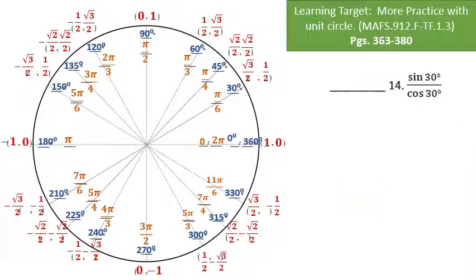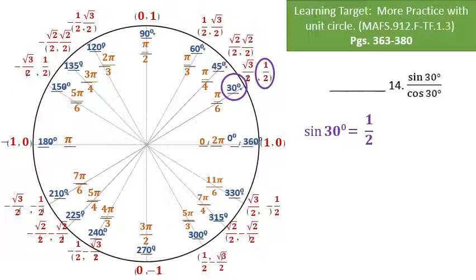So number 14 is a great example. This looks confusing when you just look at it. You're like, oh my gosh, I don't know how to do that. Sine of 30 over the cosine of 30. Well, first find out what is the sine of 30. So 30 degrees, there we are. Sine is our y value, so it's 1/2. Weren't we just at this angle? Yeah, I probably should have picked a different one. This one looked hard. And it equals 1/2.